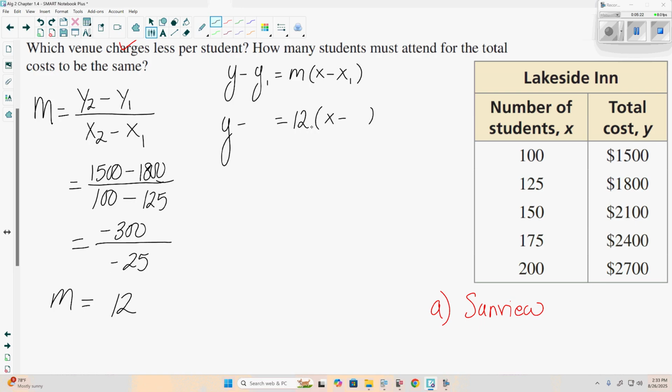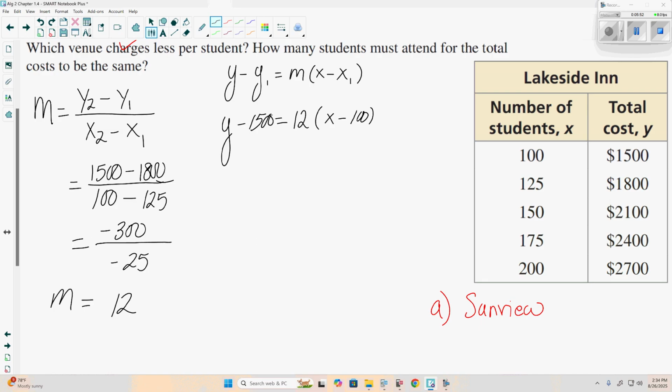Pick one of these points. Which one do we want to use? 100. So 100 would be our x, and the corresponding y would be 1500. Now, it doesn't matter which point we pick, which x-y pair we pick, because all 5 of these points are going to lie on the same line, yes? So any point that we pick will give us the same equation.